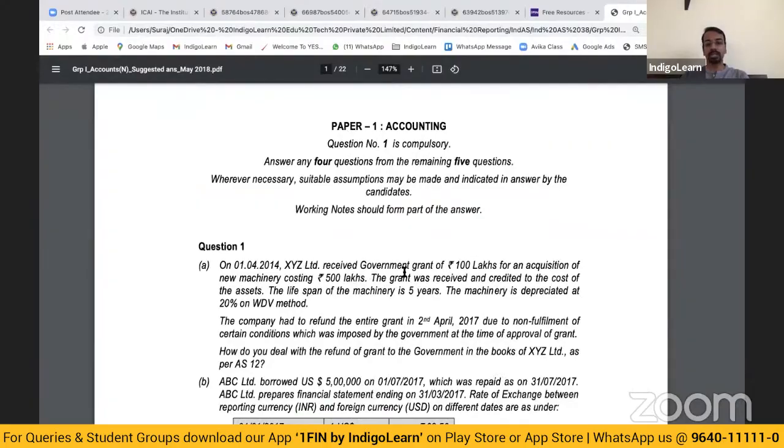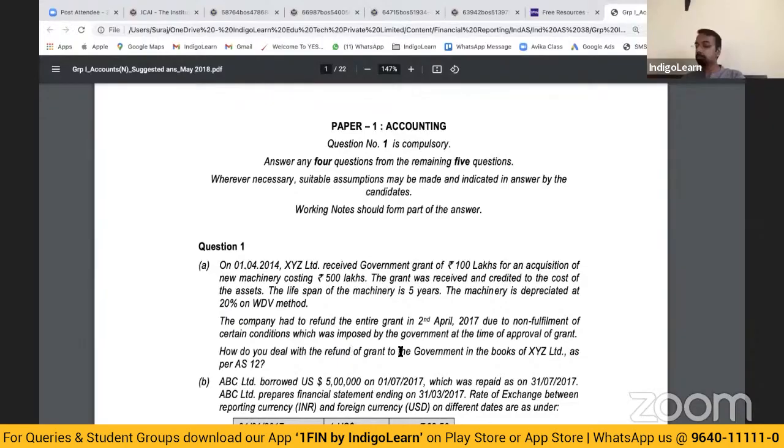On 1st April, XYZ Limited received a government grant of 100 lakhs for an acquisition of new machinery costing 500 lakhs. The grant was received and credited to the cost of the assets. The lifespan of the machinery is 5 years. Machinery is depreciated at 20% WDV. Now, this question is slightly incorrect because if it is the WDV method, a 20% rate of depreciation would not be appropriate unless we assume that at the end of 5 years, the residual value will be so much. The company had to refund the grant on 2nd April 2017, having received it on 1st April 14, due to non-fulfillment of conditions.